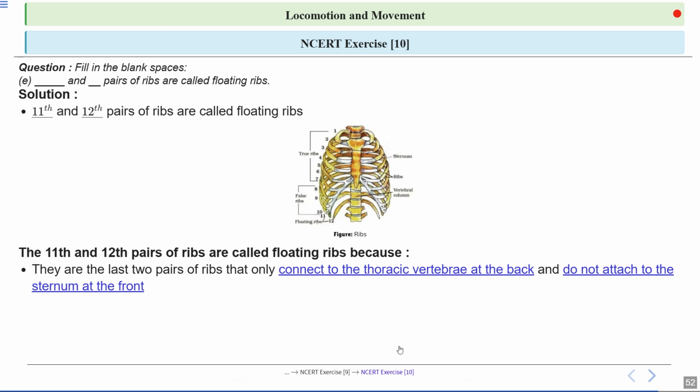To sum up, the 11th and 12th pairs of ribs are called floating ribs because they only connect at the back and are free at the front. This unique structure helps protect the organs at the back of our abdomen, like the kidneys. So let's remember this special feature of our rib cage as we move forward.